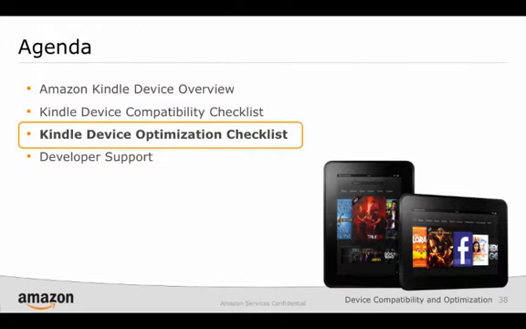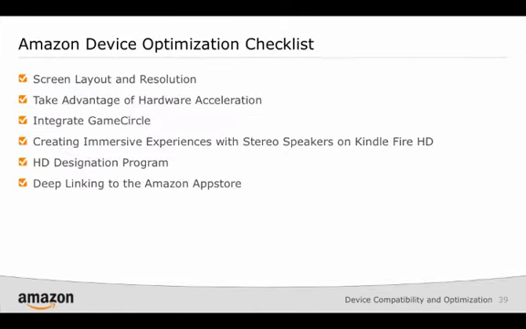Now that we've covered how to make apps compatible, we'll look at Kindle Fire specific optimizations. To make your app optimal for Kindle Fire devices, please consider screen layout and resolution. Take advantage of hardware acceleration. Integrate Amazon Game Circle. Create immersive experiences with our stereo speakers on the Kindle Fire HD devices. Participate in the HD Designation program, and consider using deep linking to Amazon Appstore for additional items and reviews.